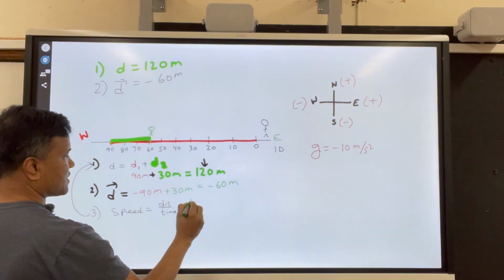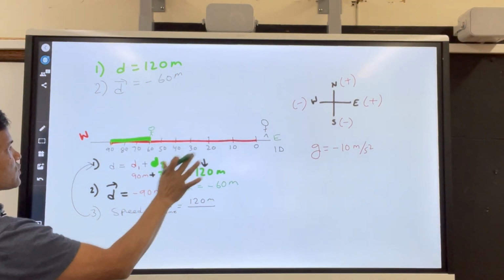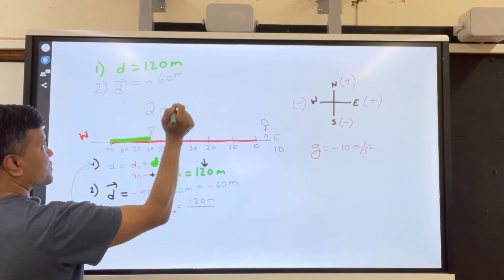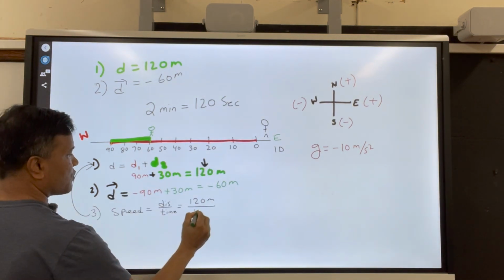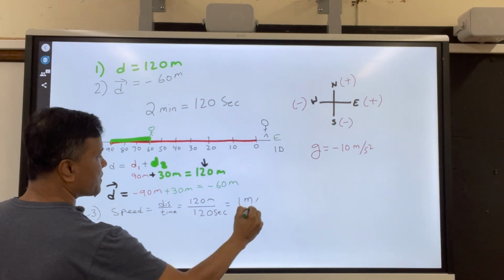So distance is 120 meter, and the time is, I gave you 2 minutes. The total whole trip is 2 minutes. However, 2 minutes is not an SI unit, so you have to convert 2 minutes to 120 second. So you're going to write 120 second, right? So you have 1 meter per second.